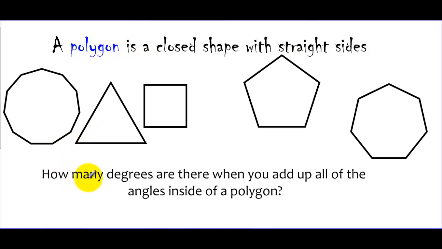So the question of the day is really down here. We're asking how many degrees there are when you add up all of the angles inside of a polygon. We're going to see that there are a lot of different types of factoring. We're going to start off with one: how many degrees when factoring out a monomial?